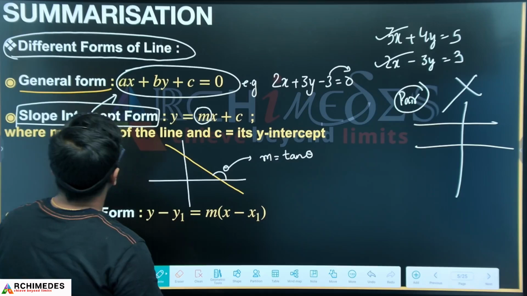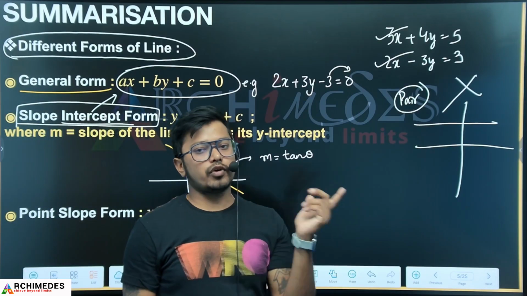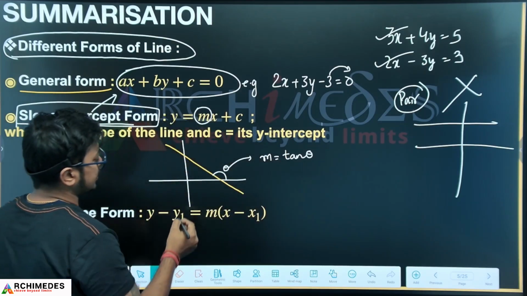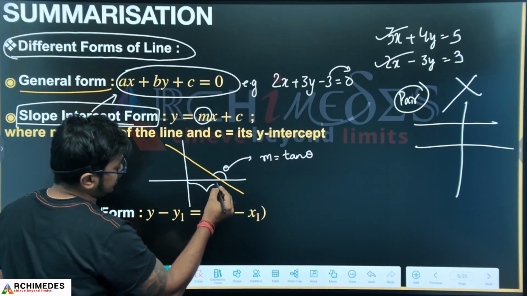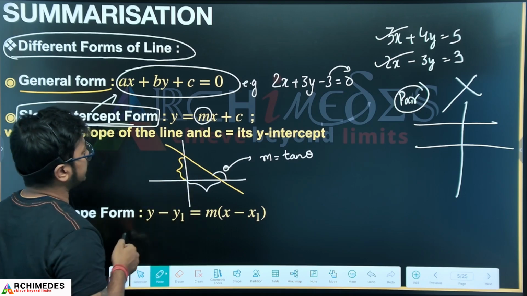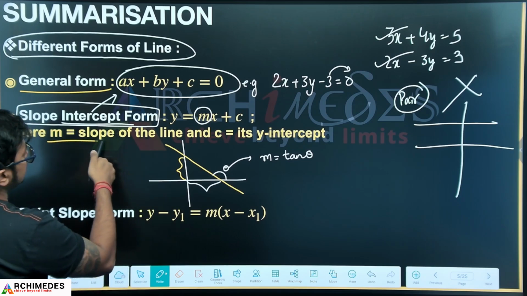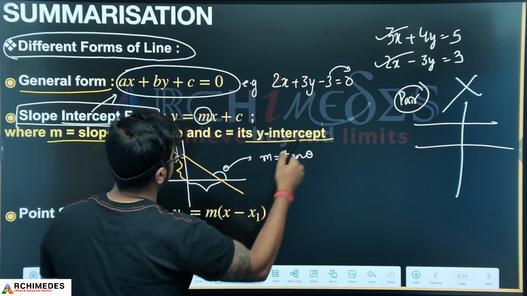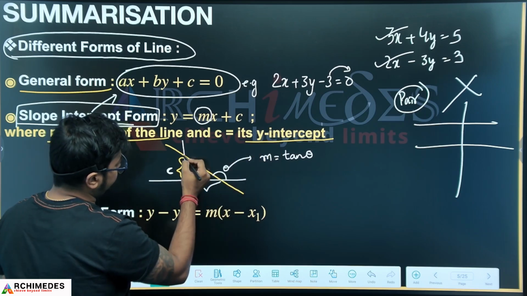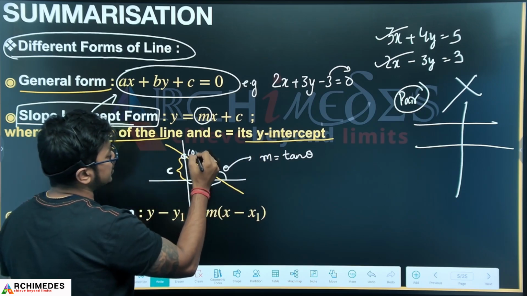Now the intercept means where it cuts the x or the y axis. The x-intercept means at what distance from the origin it cuts the x-axis. So this distance is known as the x-intercept, and this distance is known as the y-intercept. But here in slope-intercept form, m is the slope, and c is the y-intercept. That means c is this distance. If we say c is the distance, we know very well this point is 0 comma c.